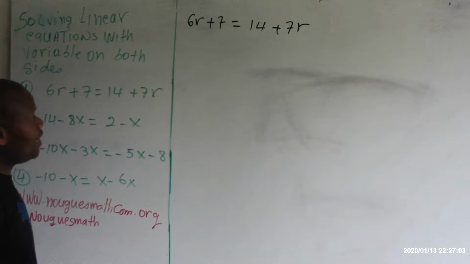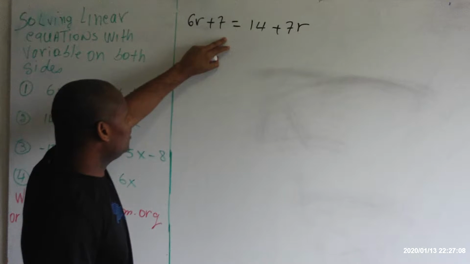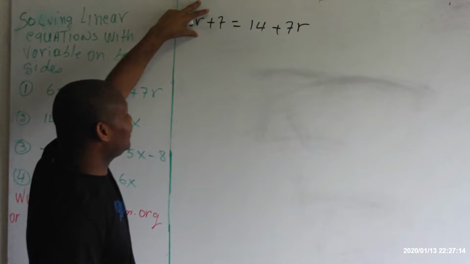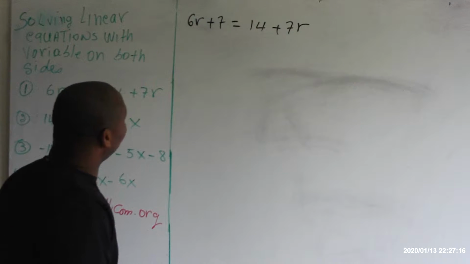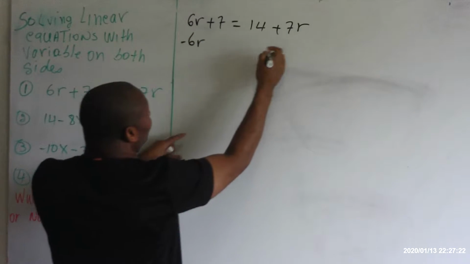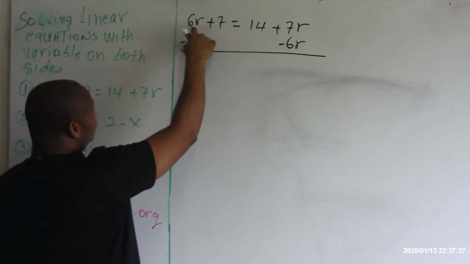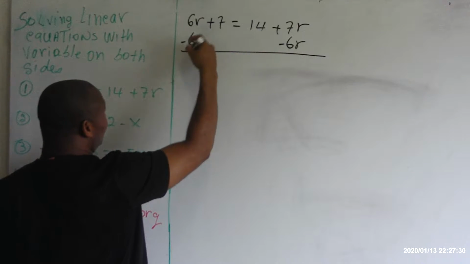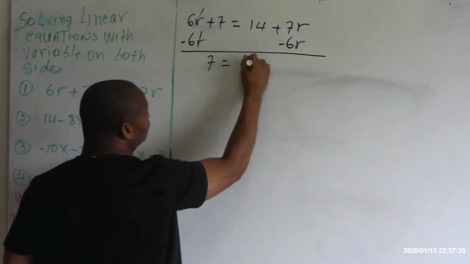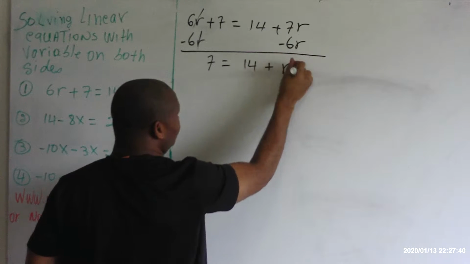Alright, as I said, this is a linear equation with variable on both sides. So we're going to subtract the variable first, okay, before we start with numbers. Let's subtract the variable first. Let's subtract 6r from both sides, because we start with the variable first. Positive 6r, negative 6r cancel. Bring down 7, bring down 14. So you have 7r subtract 6r, that's going to be r.